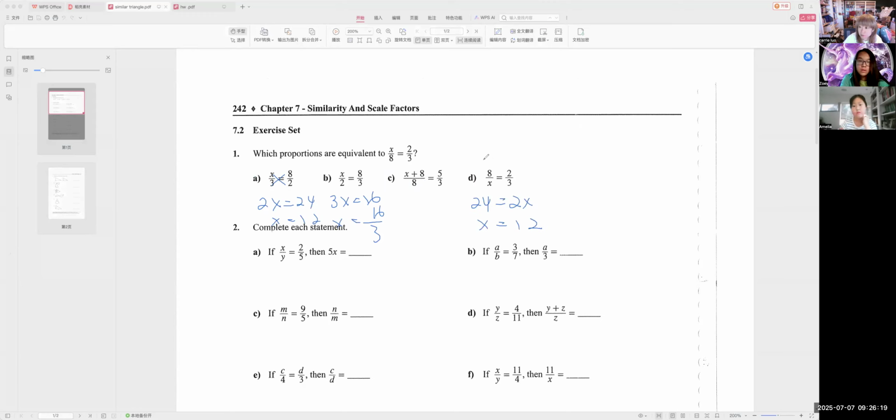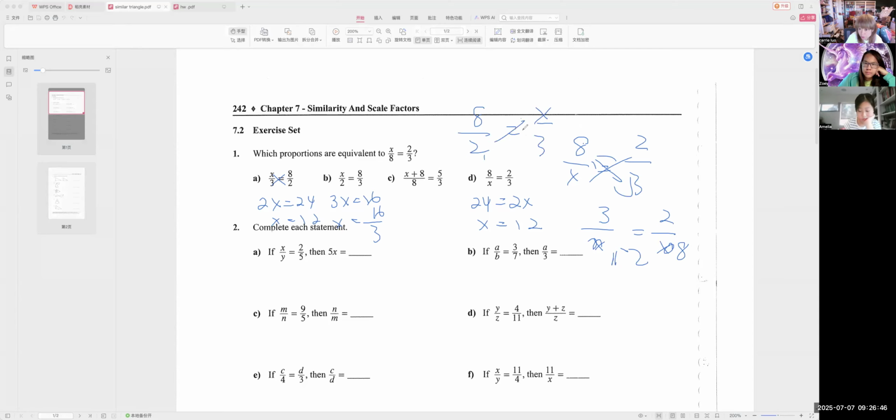Correct? Okay, so let me just tell you, when you have something like that, if you have a question like 8 over 2 equals x over 3, we can switch them. It's also working. So you can change it to 3 over x equals 2 over 8. It's still working. You see x equals 12. So you can change it to 8 over 2 equals x over 3. You can switch them.